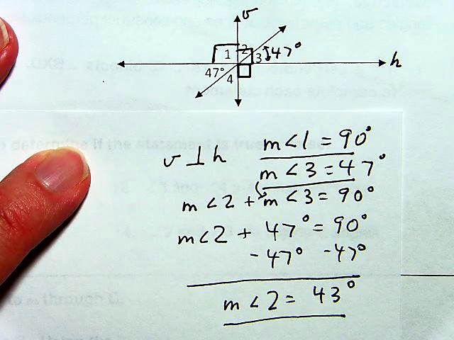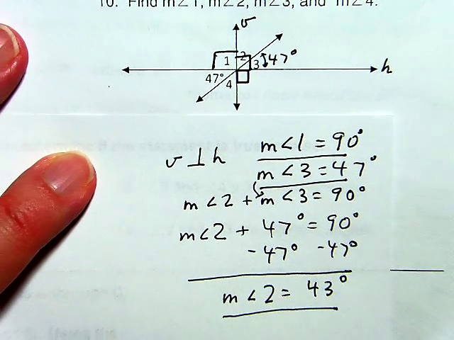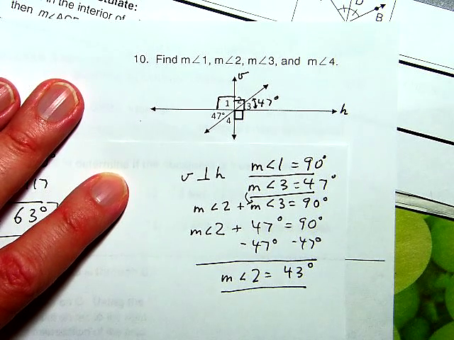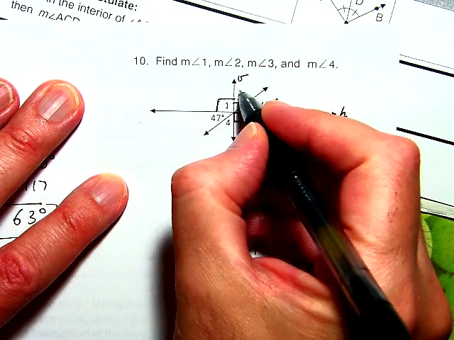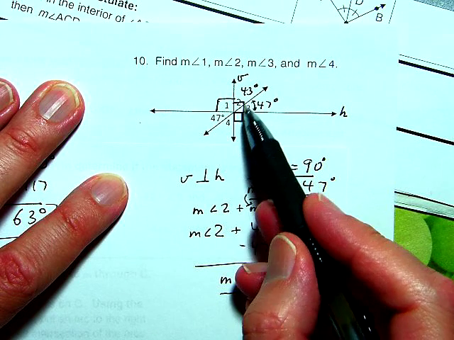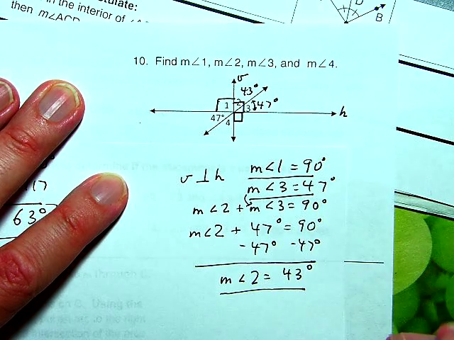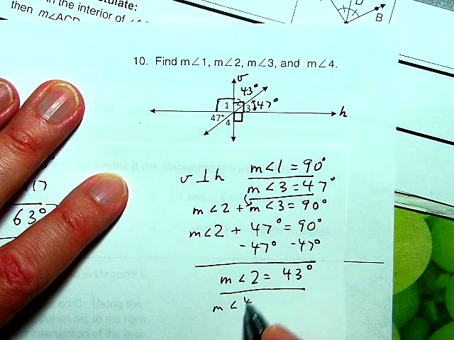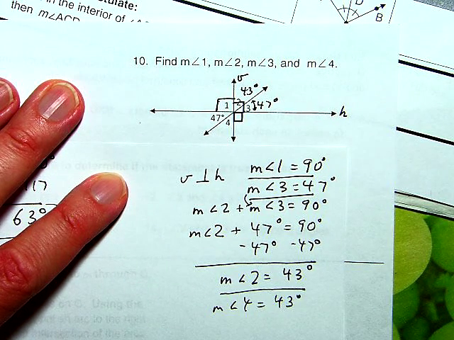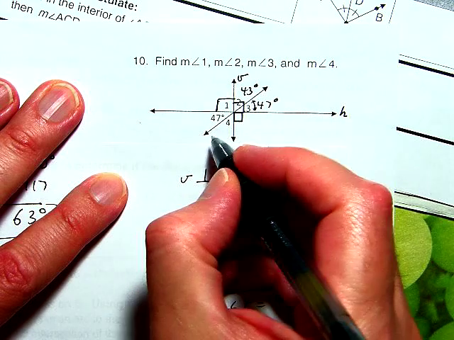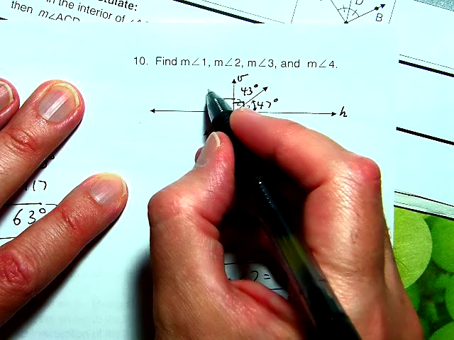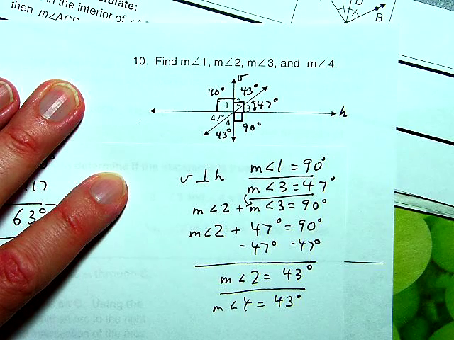That leaves us only needing to find out the measure of angle 4. Okay, but you'll see that's pretty easy to do. Once we know that 2 is 43, we know angle 4 is vertical to that 43 degrees, so therefore the measure of angle 4 has also got to be equal to 43 degrees. So now we have found the measures of all the angles. Let's write in 43 degrees over here. Let's write in 90 degrees over here, and of course 90 degrees over here. So now we've written in all of our degrees.